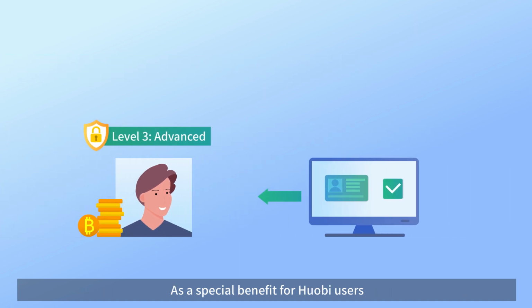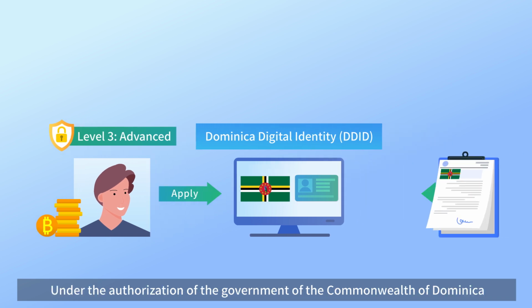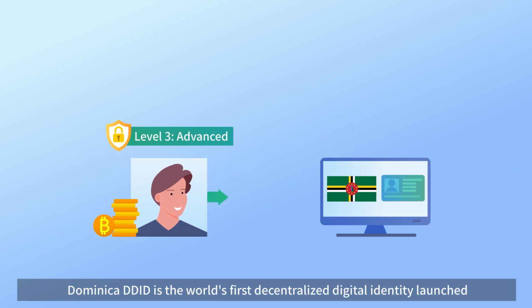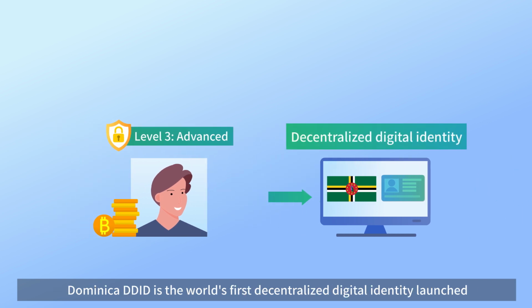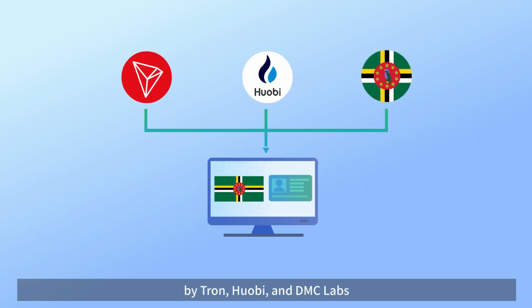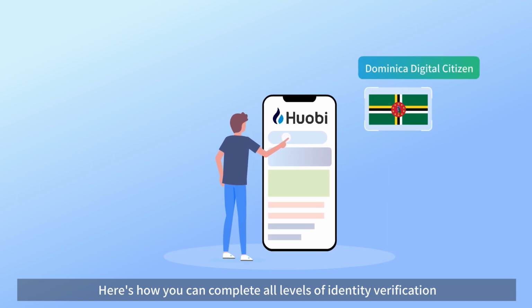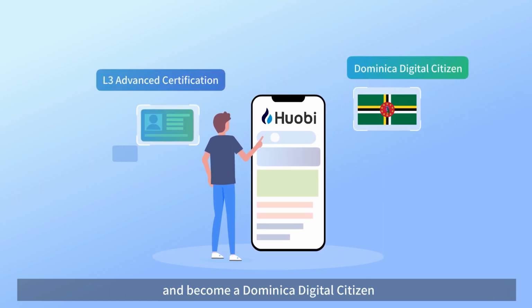As a special benefit for Huobi users, you can not only complete your KYC verification, but also apply for the Dominica Digital Identity (DDID) under the authorization of the government of the Commonwealth of Dominica. Dominica DDID is the world's first decentralized digital identity launched by Trump, Huobi, and DMC Labs. Here's how you can complete all levels of identity verification and become a Dominica digital citizen.